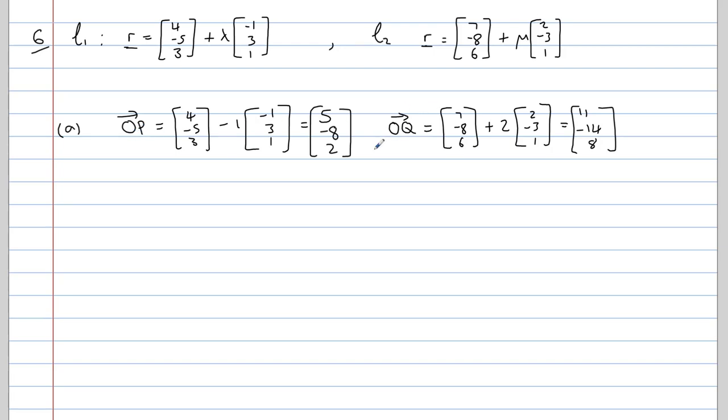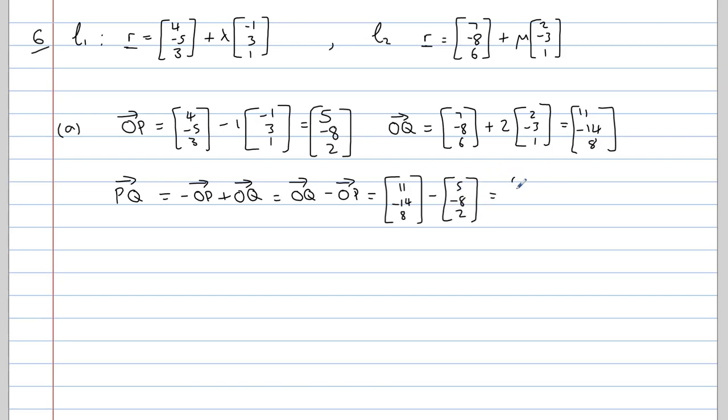Now that we know the values of OP and OQ, we can find PQ. To do that, starting from P, we go backwards to the origin, so that's minus OP. And then we go forwards to Q, so plus OQ. A better way of writing this is OQ subtract OP. So that gives us 11 minus 5, 14 minus -8... that is, 11 minus 5 is 6, -14 plus 8 is -6, and 8 minus 2 is 6.